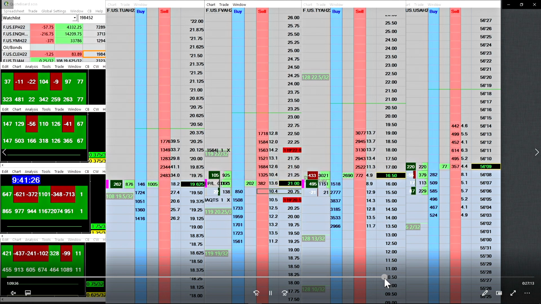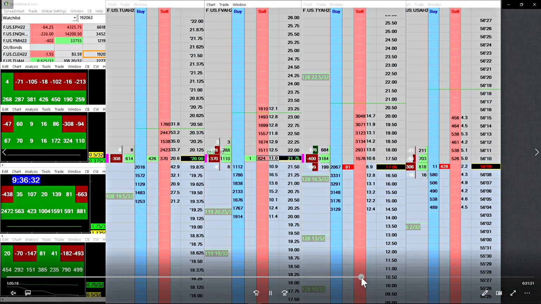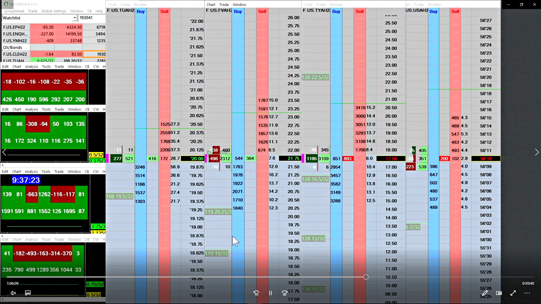The first trade of the day, well, we'll look at it. We don't have to look at it. It doesn't matter. I already know what it was. But anyways, it was offside right away and stopped out for my two tick loss.